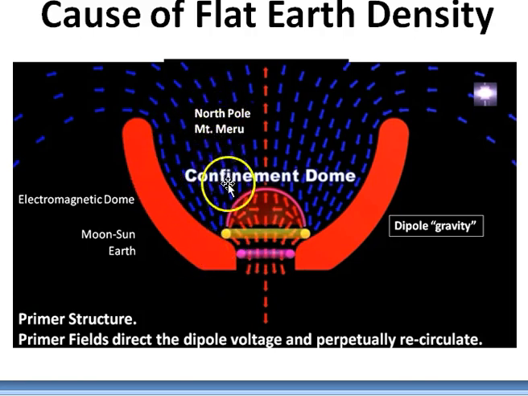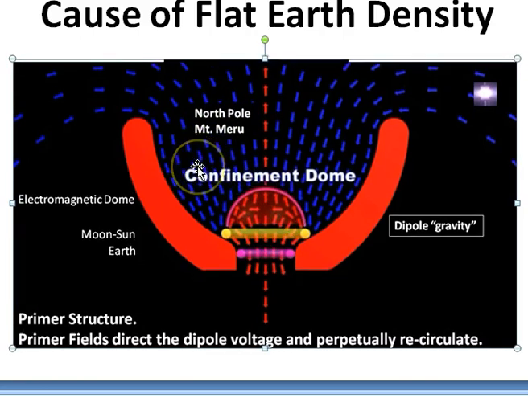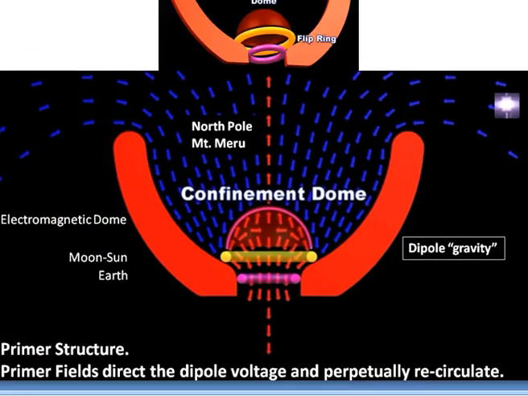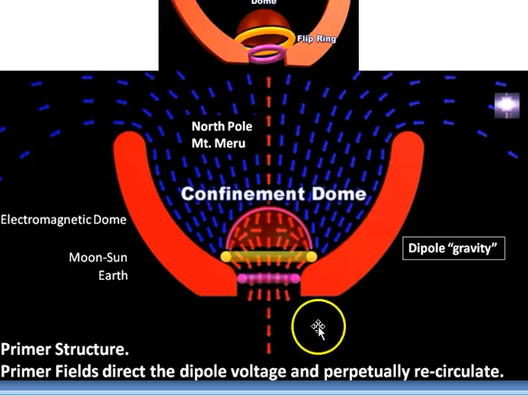And so you can see this flow of dipoles, this primer pressure, as I'll call it, for the sake of alliteration. And conceivably, this primer pressure can explain gravity, at least in concept.